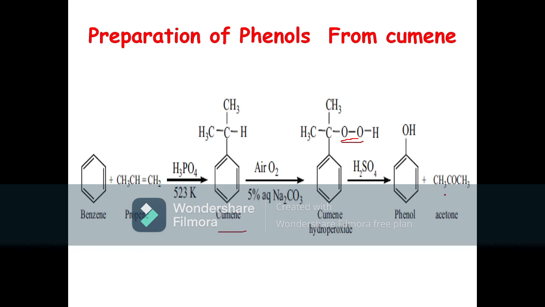So do you understand, student? These are the four methods for preparation of phenols. The first method is that phenol can be prepared from haloarenes. Second method, from benzene sulfonic acid. Third method, from aniline. Fourth method, from cumene. This is very important: preparation of phenols.